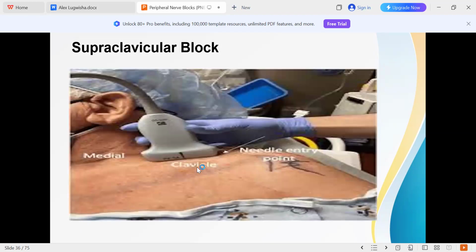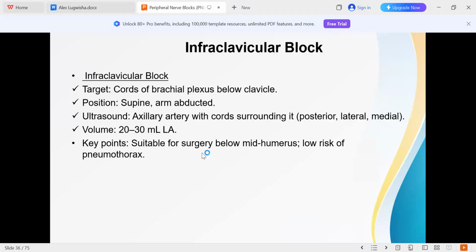So this is the clavicle, and the supraclavicular site is about 1 to 2 centimeters above the clavicle. This is in plane. You see here the probe marker is towards the head, medial aspect, and you put your needle here. Once you locate the subclavian artery, lateral to the subclavian artery is where you deposit your local anesthetic agent. Okay, we have the infraclavicular block.